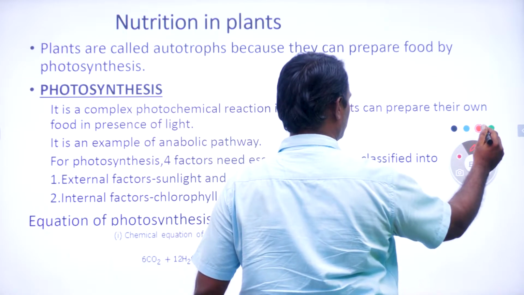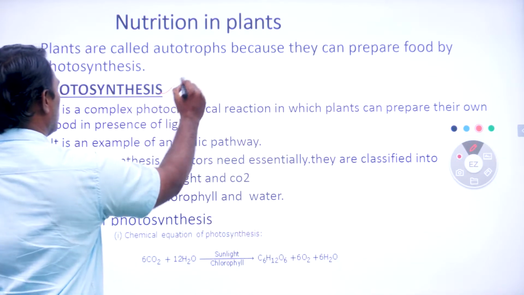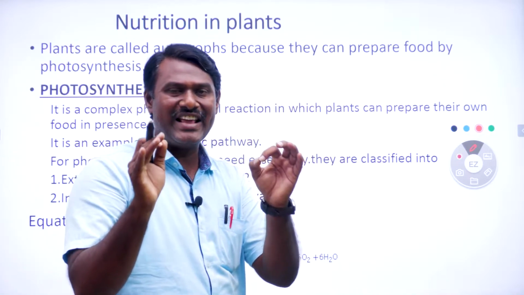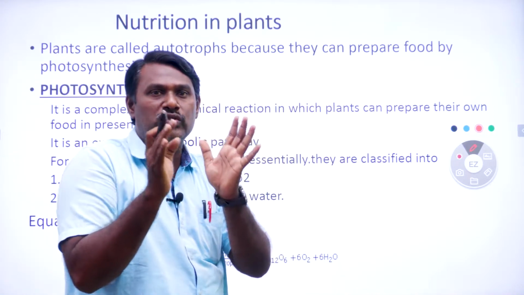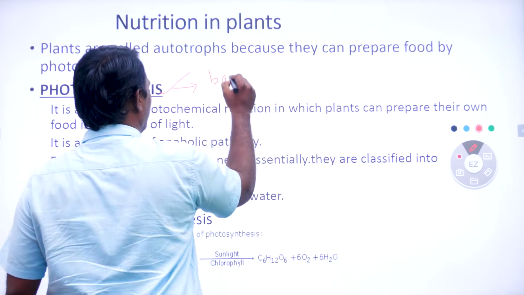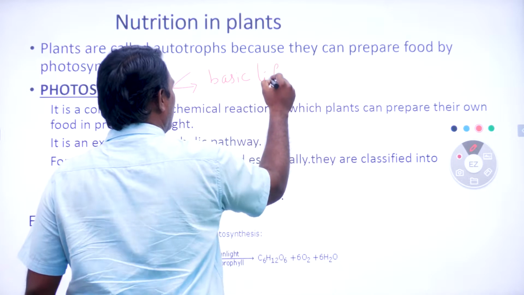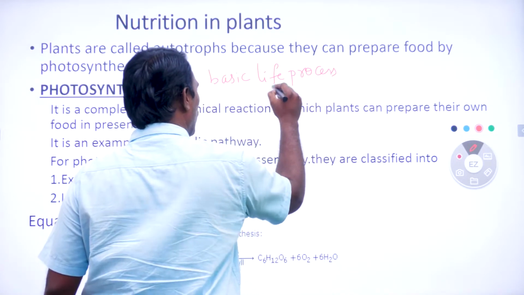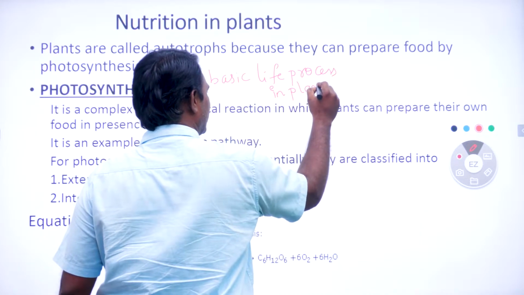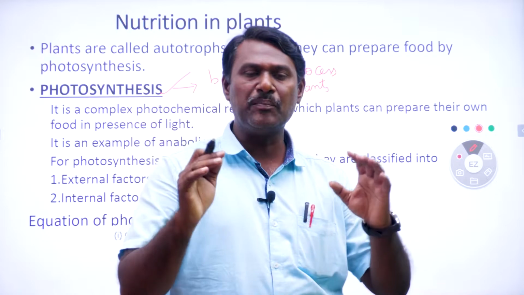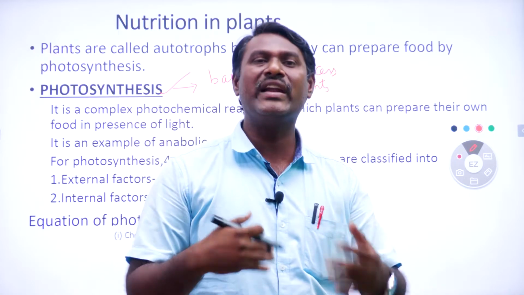Photosynthesis. Just now I already told that photosynthesis is a basic life process which occurs in plants. Photosynthesis is a basic life process which occurs only in plants. It is a very important basic life process which occurs only in plants.